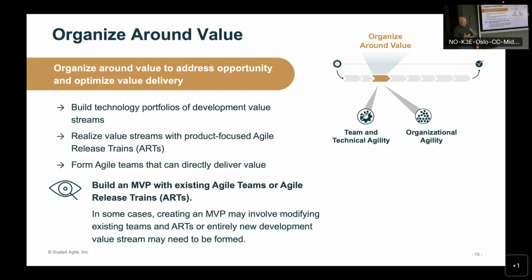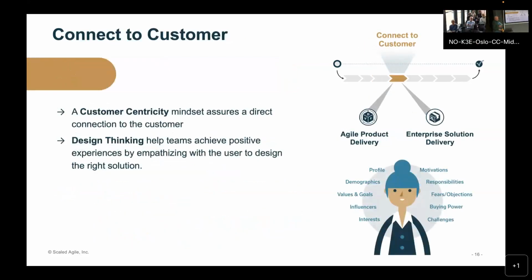So you will set up a team and team of teams that will plan and work together on cadence and also synchronize. So that's also important to be able to get the flow of value through.